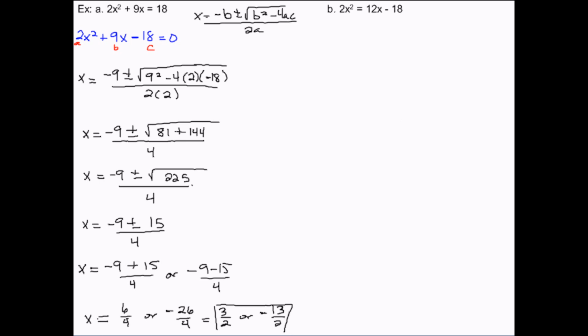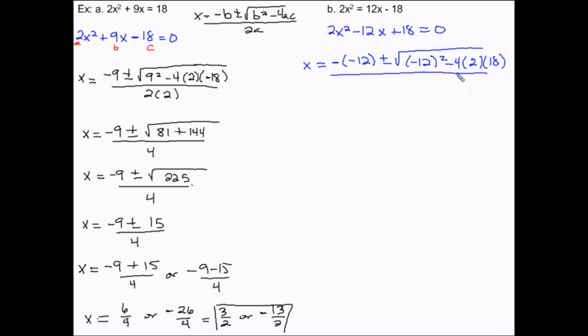Right? If I come over here, I need to move both of these over to set it equal to 0. So 2x squared minus 12x, because it was positive here, so it's negative on this side, plus 18, it was negative, so now it's positive, equals 0. Negative b, well, b is negative 12, plus or minus the square root of b squared minus 4 times a times c all over 2 times a.